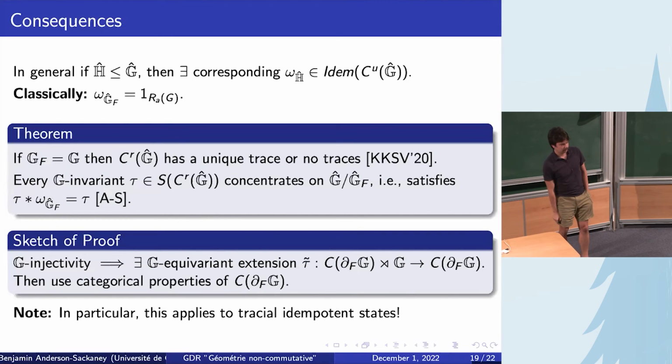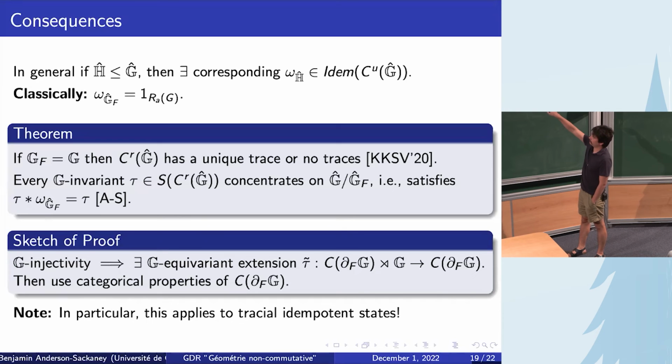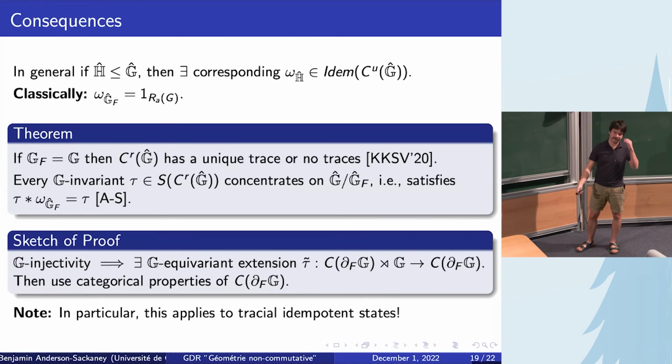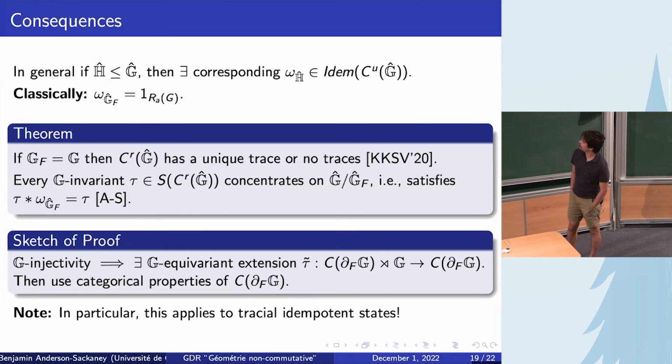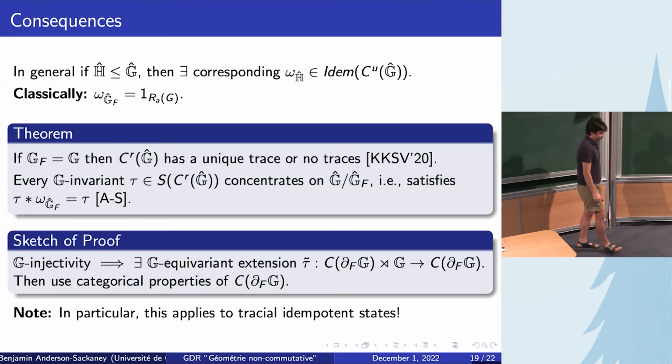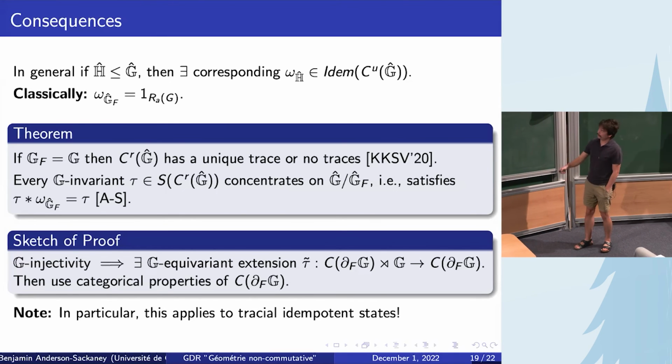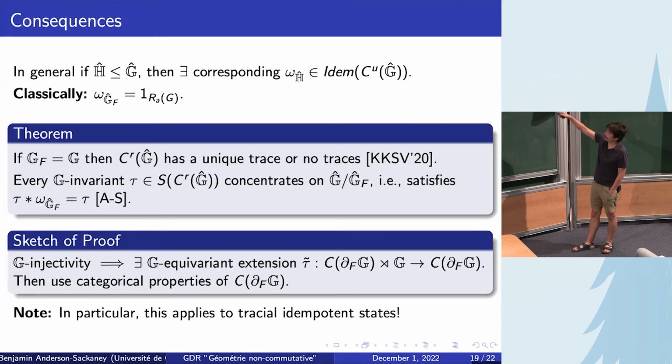And so it turns out that if GF is equal to G, so this is a quantum analog of the fact that the amenable radical is trivial, then we get the unique trace property in the unimodular case. Otherwise, you get no traces at all. So this was something that was proven by Kalantar et al. And I noticed that by looking at their proof, actually, in the more general setting, their proof seemed to work. If you just add a couple extra lines, you can get this.